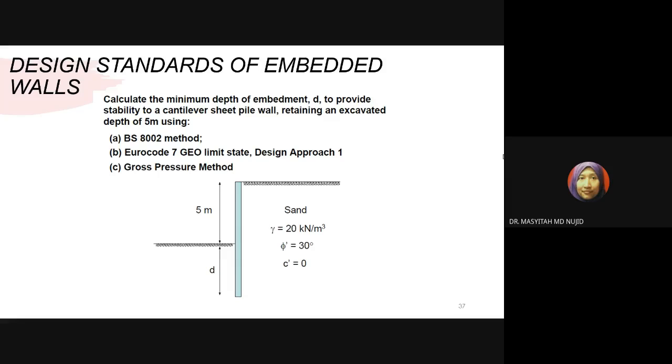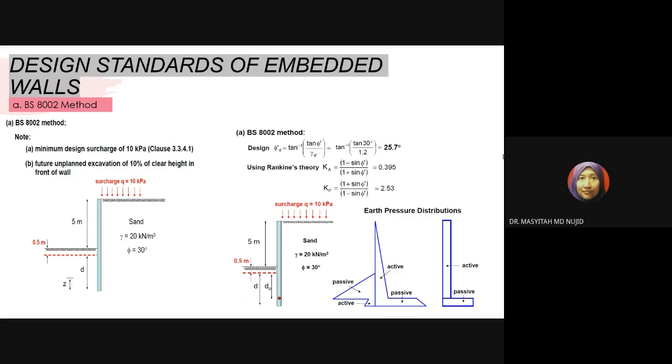Okay, now we try to solve this problem just now with the different standards of method. First, using the BS, second one using Eurocode 7, and the last one using the gross pressure method. For example, when you use the British standard, it notes that the minimum design surcharge is 10 kPa. So there's a specific clause that you have to follow. And then the future unplanned excavation of 10% of clear height in front of the wall. So you have to fulfill this requirement.